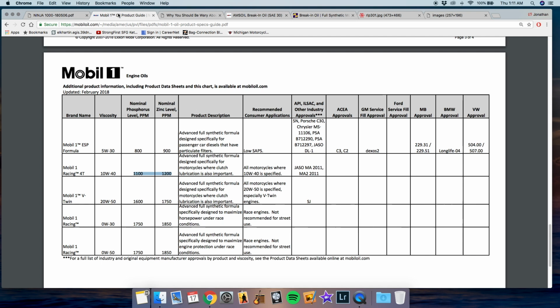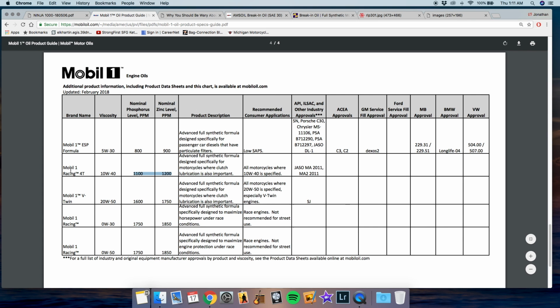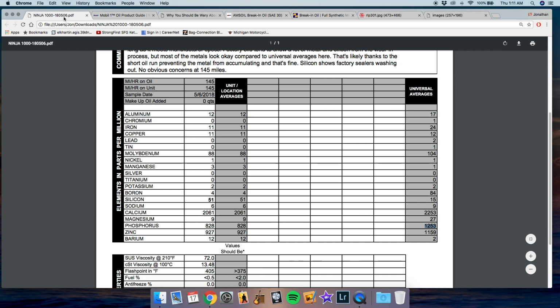And looking at the Mobil 1 motorcycle oil, this is the Mobil 1 Racing 4T. This is the oil that I put in at my first oil change. They published their phosphorus and zinc levels, and they're actually 1100 and 1200 for phosphorus and zinc. So this Mobil 1 oil actually has higher levels of zinc and phosphorus than what was found in the factory oil at 145 miles.